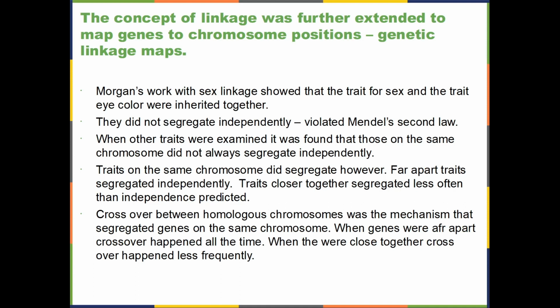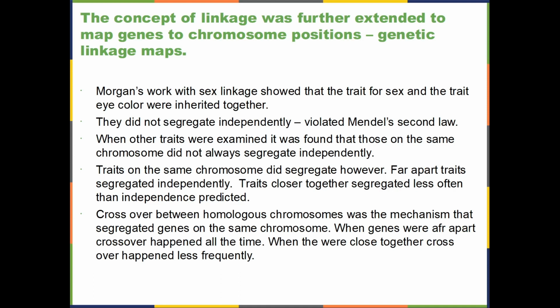When other traits were examined, it was found that those on the same chromosome did not always segregate independently. Far apart traits segregated independently. Traits closer together segregated less often than the independence predicted.